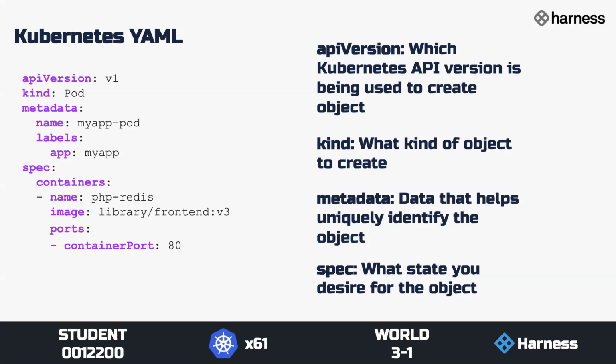Then you have a section at the bottom called spec, or specification. It's basically the desired state of this pod. The desired state is to have a running container inside of it. We want to call the container PHP Redis. The Docker image that we're going to be using is from the library, called frontend, and the version of that container we're deploying is v3 in this case. And then we have a container port, port 80, which is how we're going to talk in.